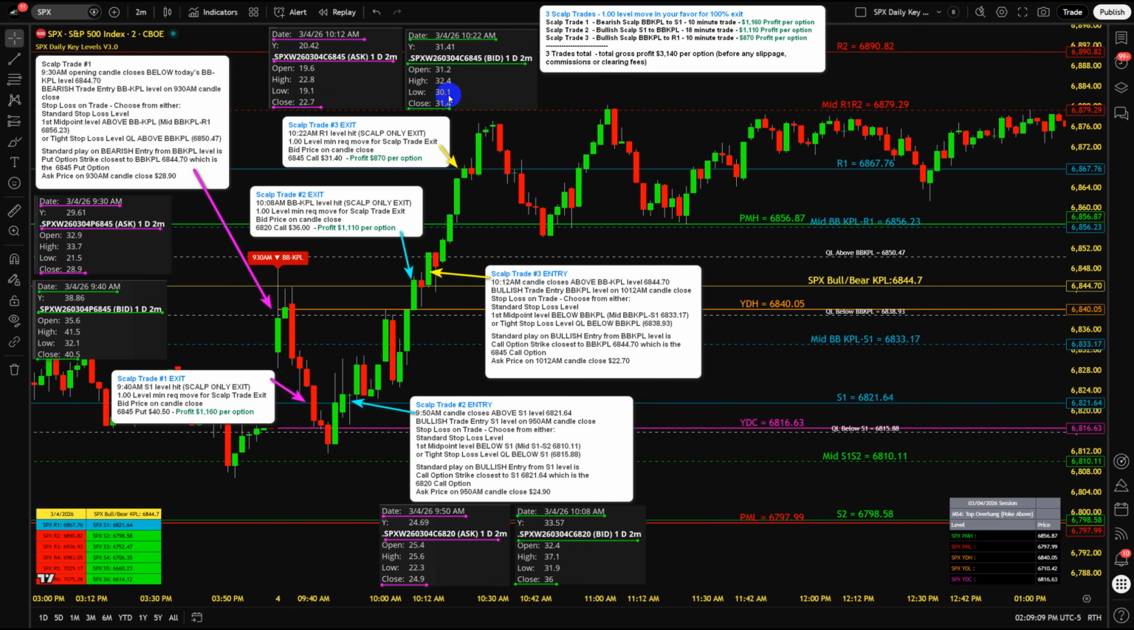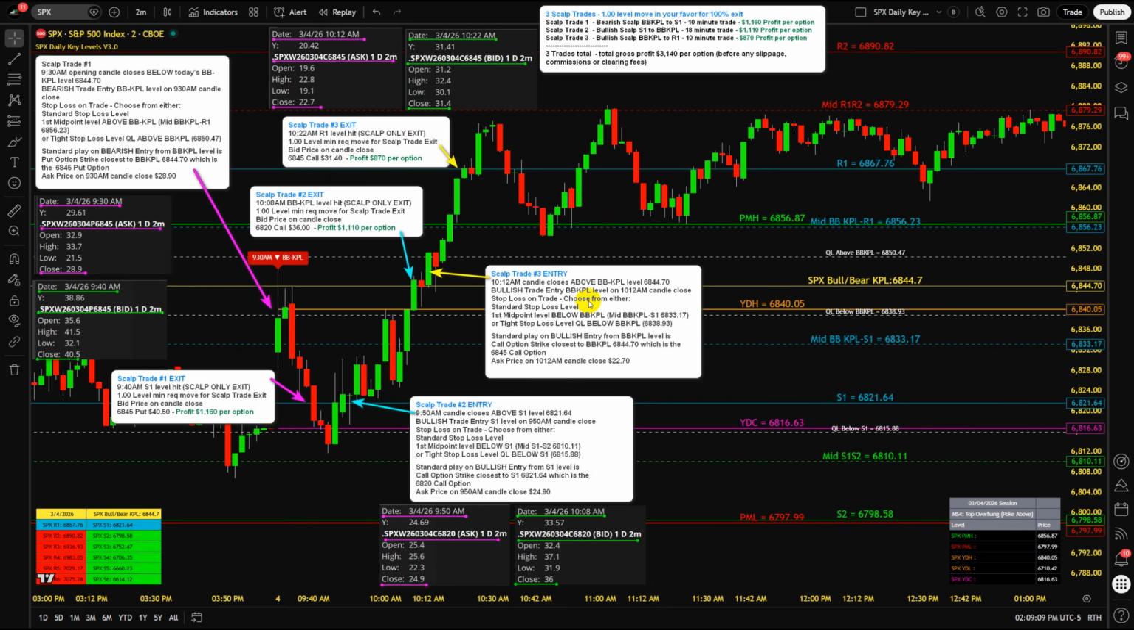Here at 10:22 a.m., we have scalp trade number 3 exit. So we have a one level move from the center here up to the R1 level. That is a one level move in our favor. We're looking above, since it's a bullish trade from this level, one level move here. Hit of the R1, one level move in our favor, scalp exit. 68.45 call, bid on the candle close of this 10:22 a.m. candle, $31.40. That's a profit of $8.70 per option.